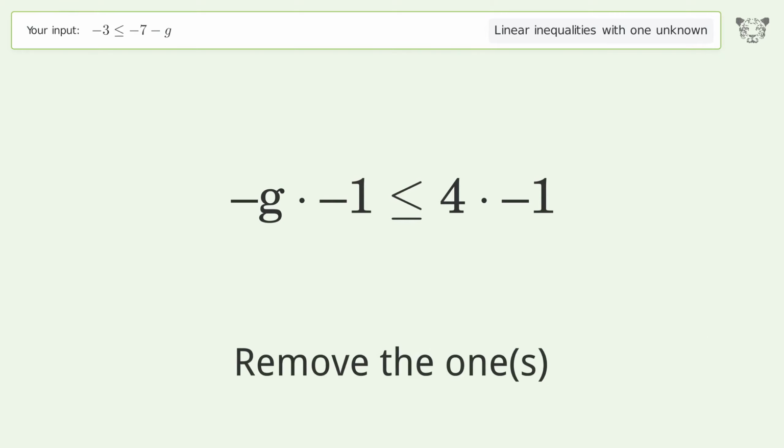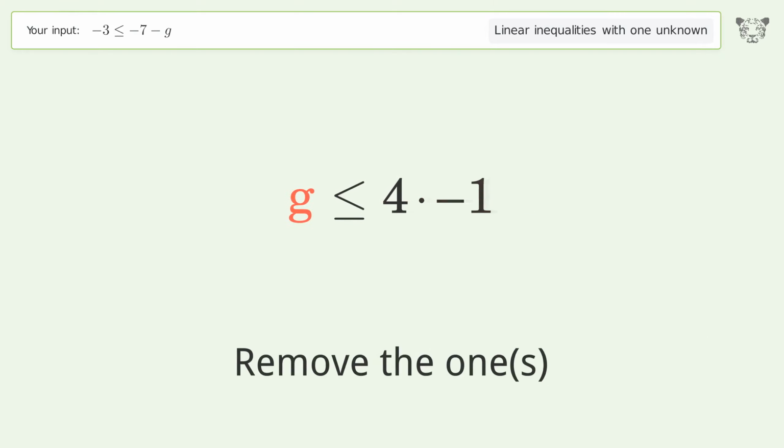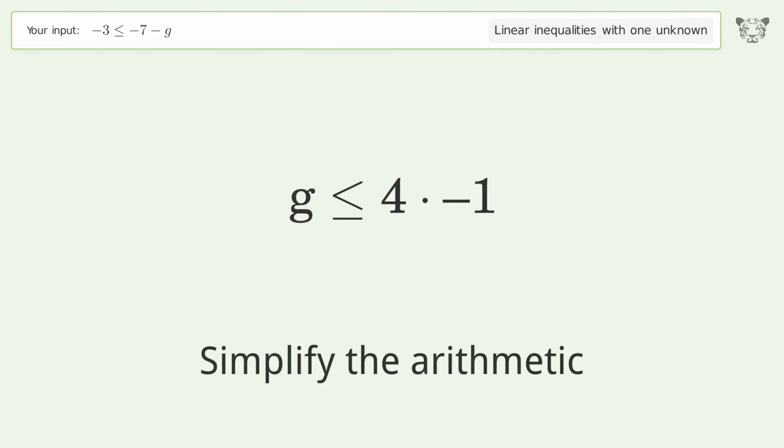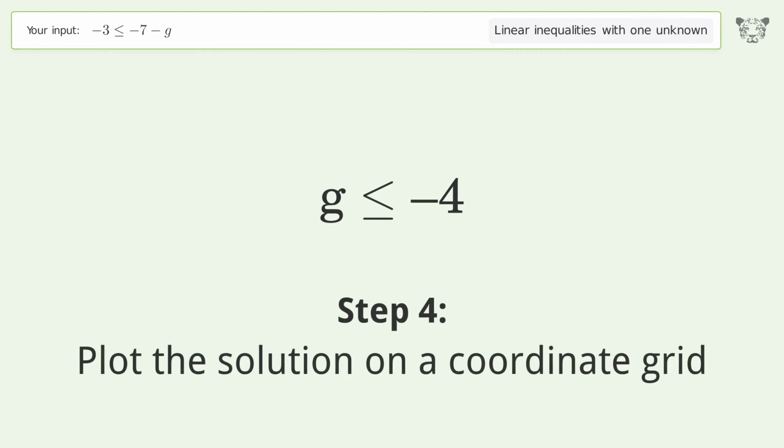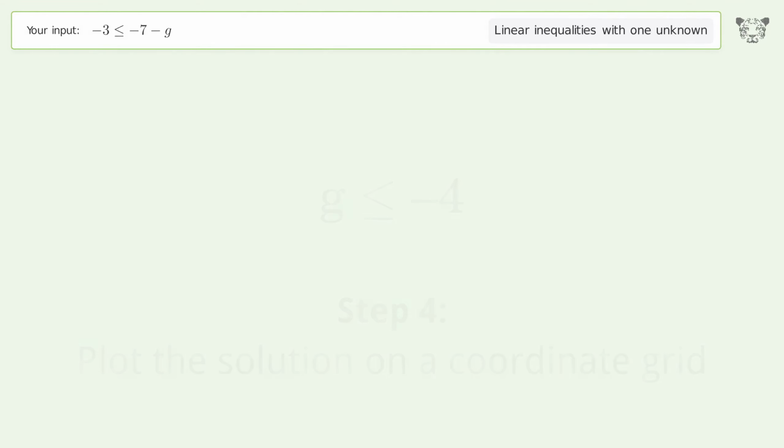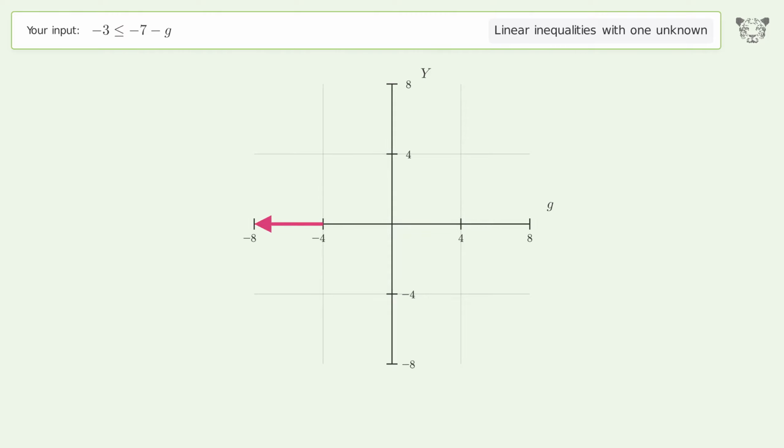Remove the ones. Simplify the arithmetic. Plot the solution on a coordinate grid. And so the final result is g equal or smaller than -4.